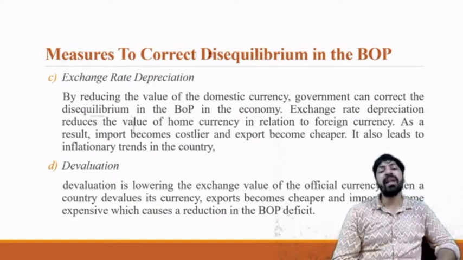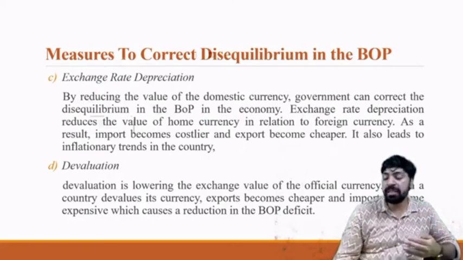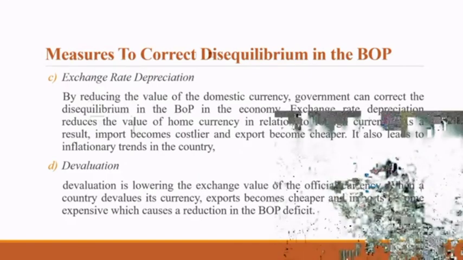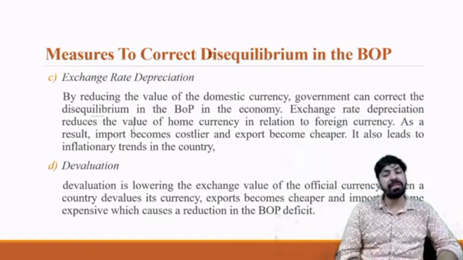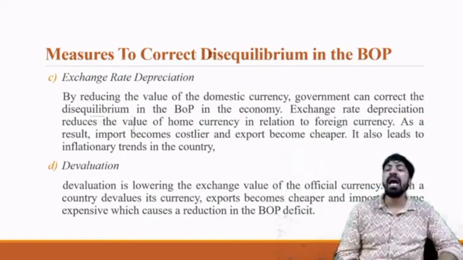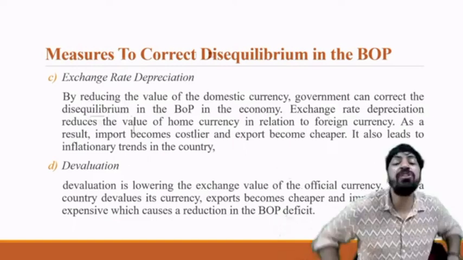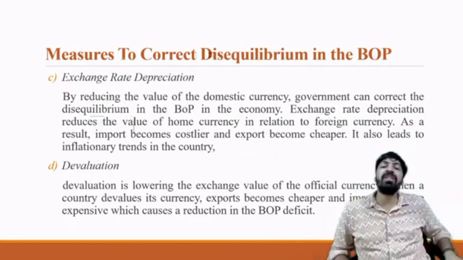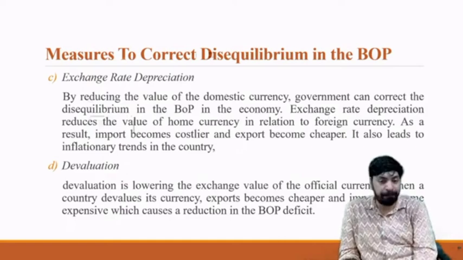The next one is devaluation. Devaluation is always lowering the exchange value of the official currency. If we talk about the Indian rupee, when we talk about devaluation, it's lowering the value of our own currency. When a country devalues its own currency, exports become cheaper and imports become more and more expensive, because there is a need to reduce the balance of payment deficit, which also leads to disequilibrium in the balance of payment.